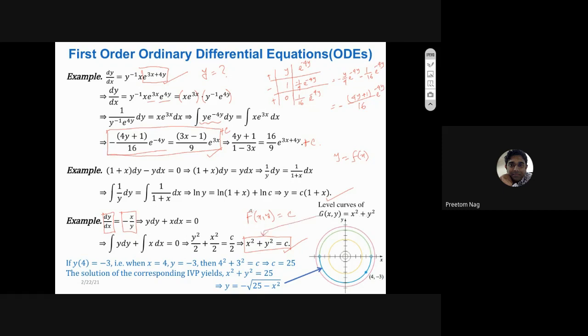Okay, I denote this by g: g of x, y is x square plus y square. So if your c is different, that means the radius of the circle will be different. For c equal to 0, there will be just a point circle. For c equal to 1, 2, 3, 4, 5, and so on, we get circles of different radii.